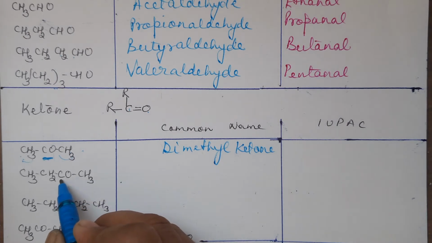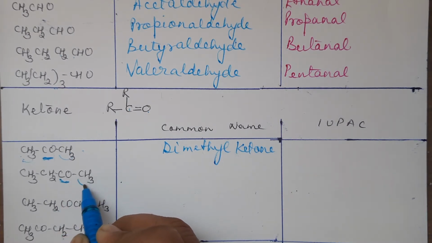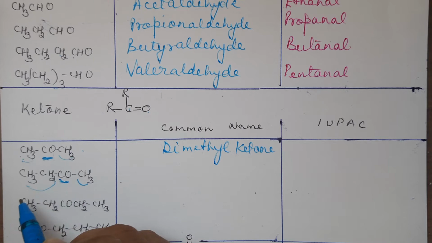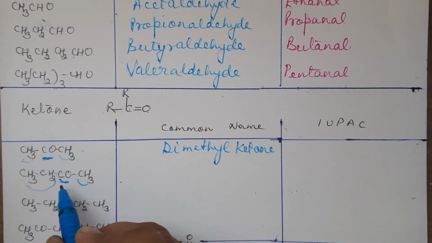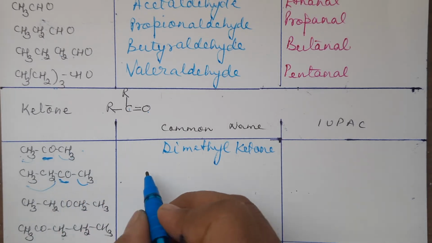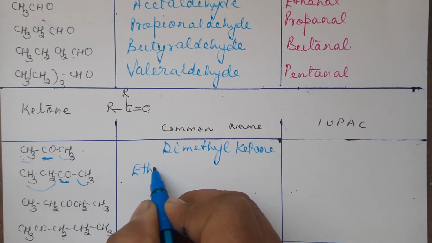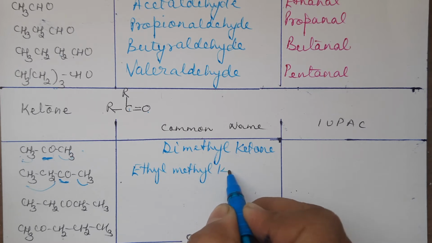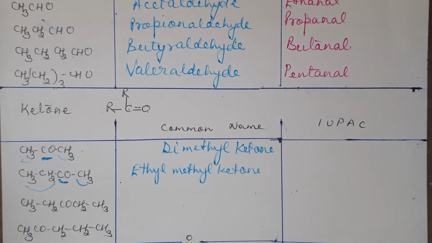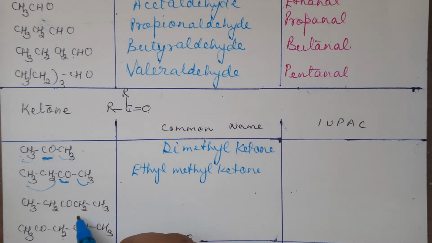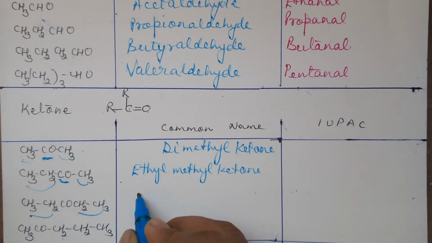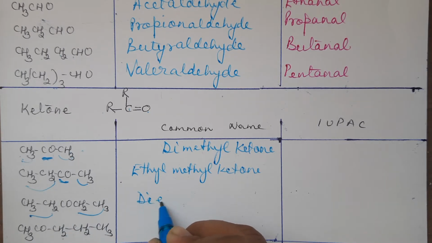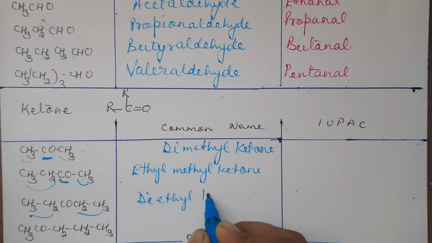Okay. Next, this is ketone. You have one side meth, other side eth. Two different radicals. If two different radicals are attached to CO, you will place these radicals in alphabetical order: ethyl methyl ketone. If the two radicals are the same, you will write di and the radical that is attached. Eth and eth. Two eths are there. So it is diethyl ketone.